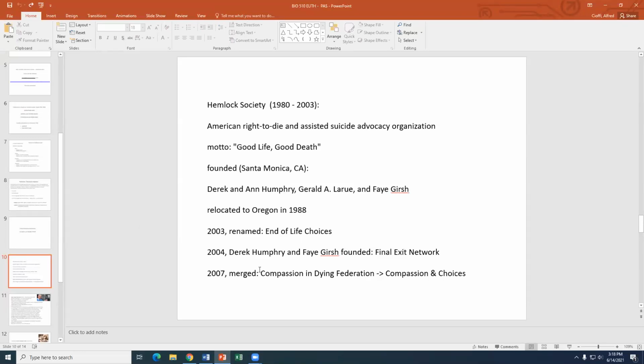Finally, there was another society out there called Compassion in Dying, and the Hemlock Society's Final Exit Network merged with Compassion in Dying. They were looking for key phrases that would give a positive spin to physician-assisted suicide. The positive spin was two key words that are very dear to the American culture, the American ethos: one is compassion and the other one is choice.